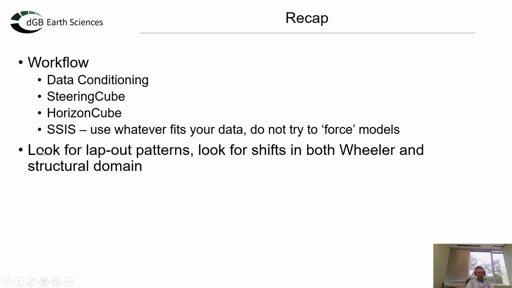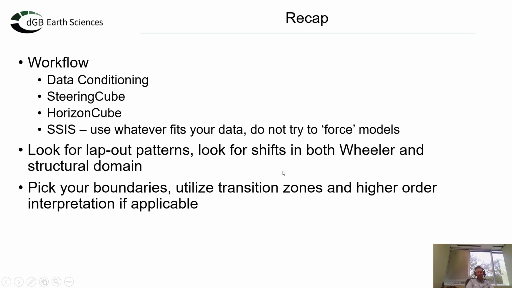Start by looking out for the onlap patterns. What sort of big picture things do you see? And then look for shifts in both Wheeler and structural domain. You can pick your boundaries. You can utilize the transition zones and higher order interpretation if applicable. So you can make picks within the pick, so to say. And you can utilize the transition zones if you're unsure where that boundary lies exactly.